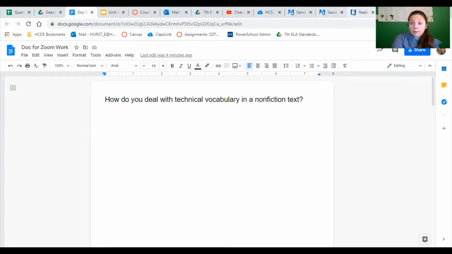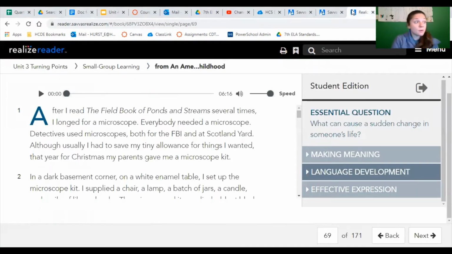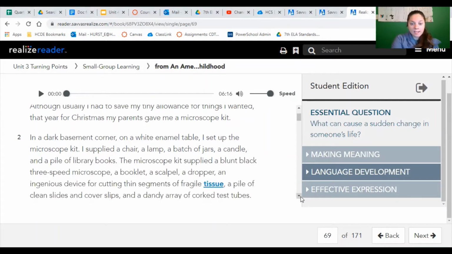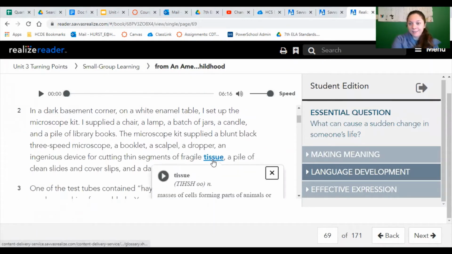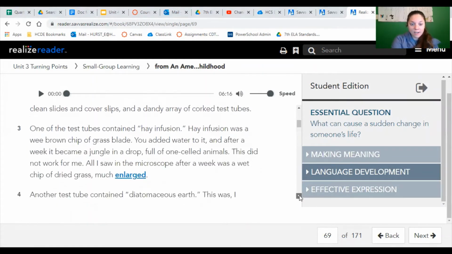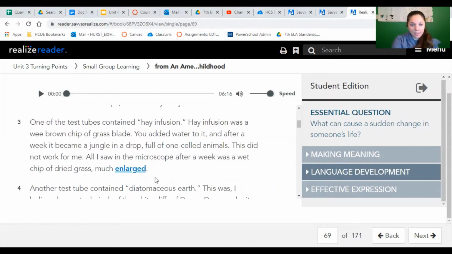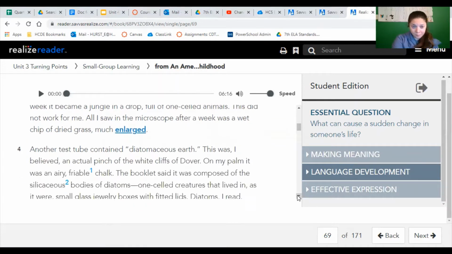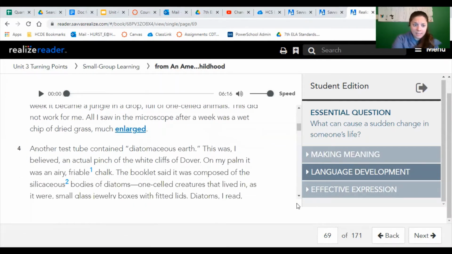All right, so hopefully you have a lot of different ways to deal with it. In this text, you can click on the words and it'll give you definitions of some of them, but sometimes that's not the case, right? Sometimes it doesn't have a way to click on it to see what it is.